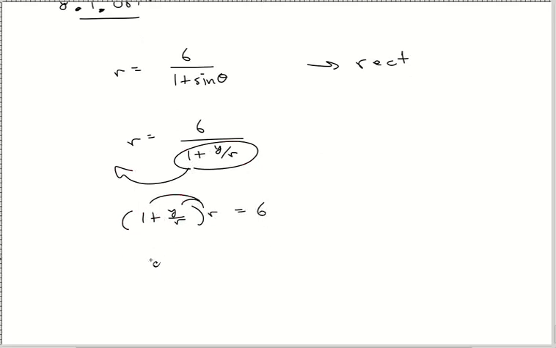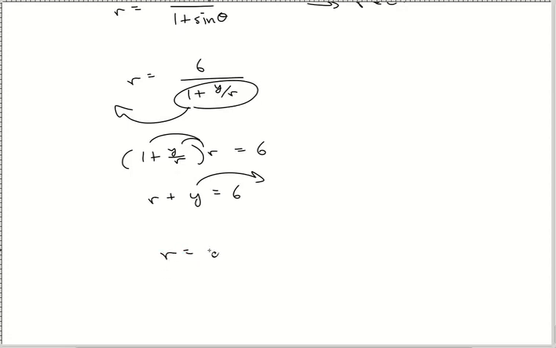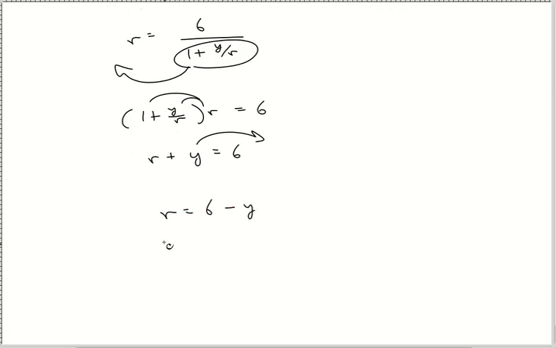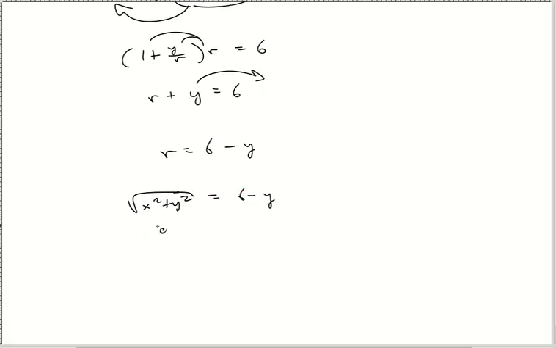Distribute your r, and the r's cancel, and you get y is equal to 6. Wait, actually, we're getting pretty darn close. I can convert this r back over to the square root of stuff, but let me move my y over first. That's going to be the square root of x squared plus y squared. And what I want to do here is get rid of the square root. I want to square both sides.